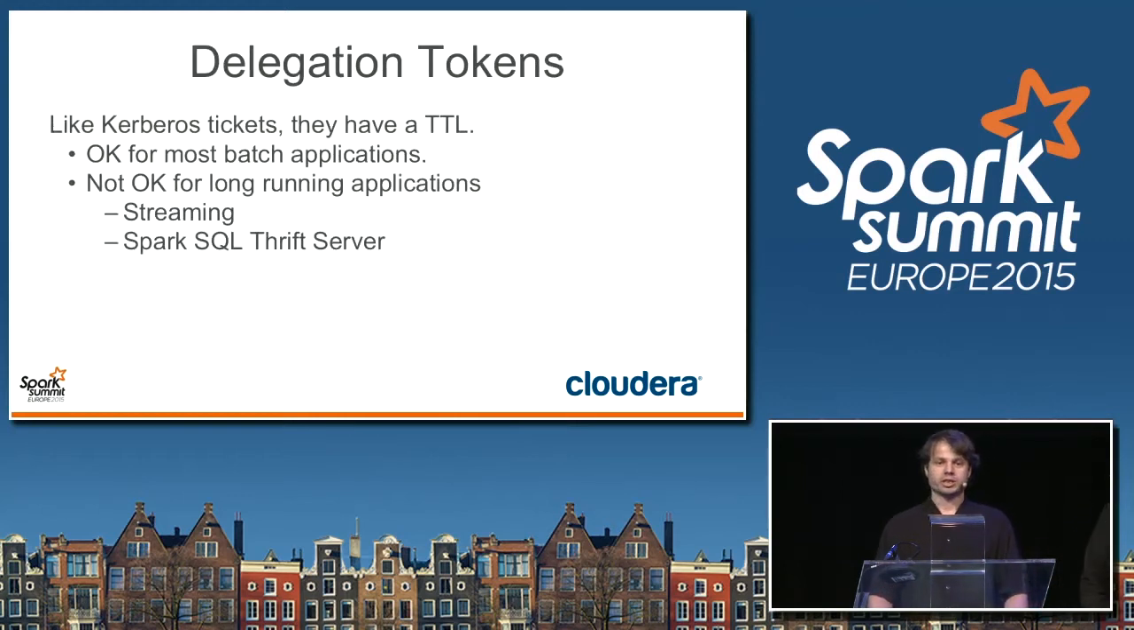The problem with the delegation tokens is that they have a TTL, just like every Kerberos ticket. This is OK for most batch-style applications, SQL queries, and things like that. But it's not OK for long-running applications. Like you have Spark streaming applications that must run for long periods of time. You have, for example, the Spark SQL thrift server. You might have long-running shell instances that people just leave around for days. And those do not work well when you have delegation tokens with this TTL.